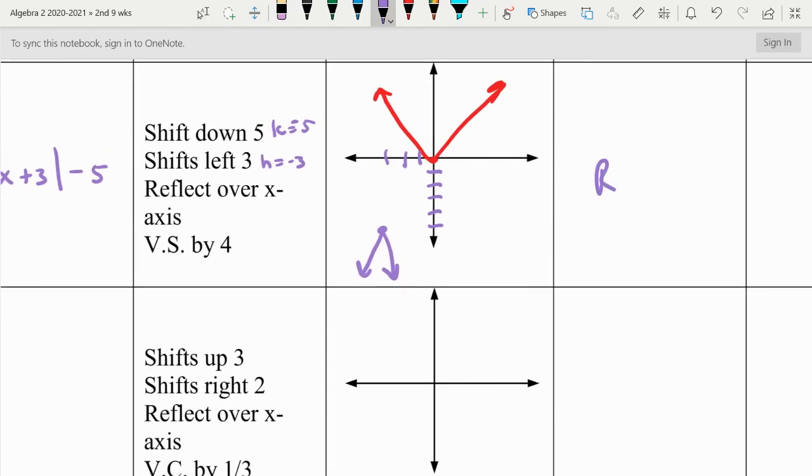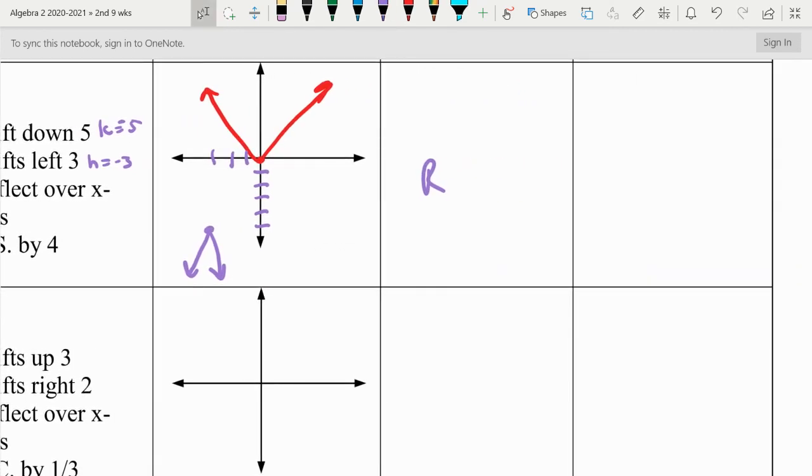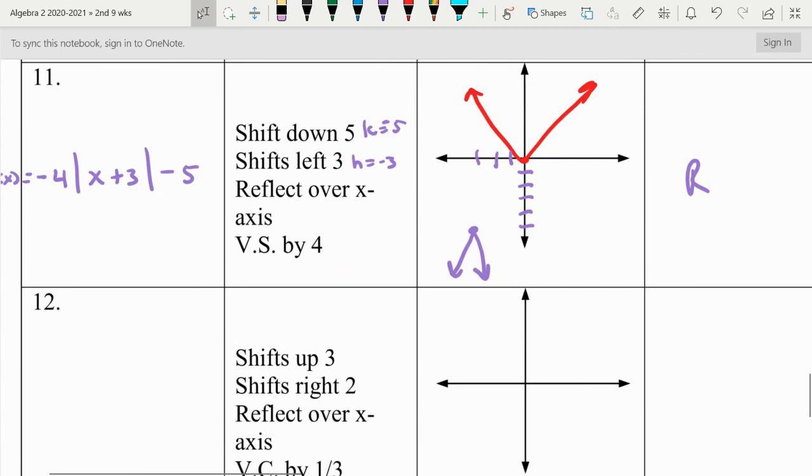Okay, so all real numbers for the x-axis because it still opens out wide in left-right direction. And then for our range, bottom to top, negative infinity to negative 5. All right, there it is.